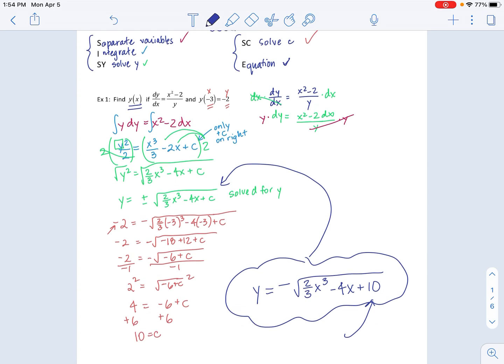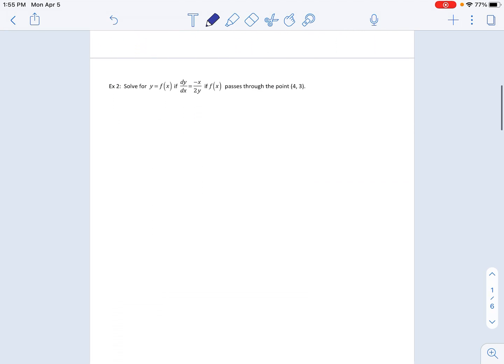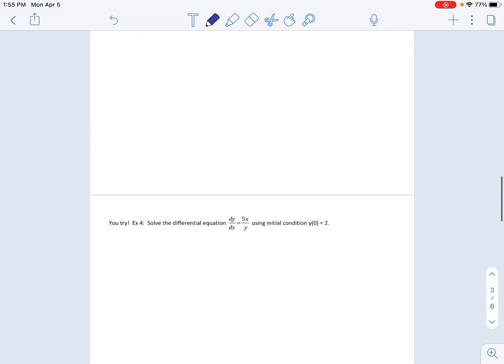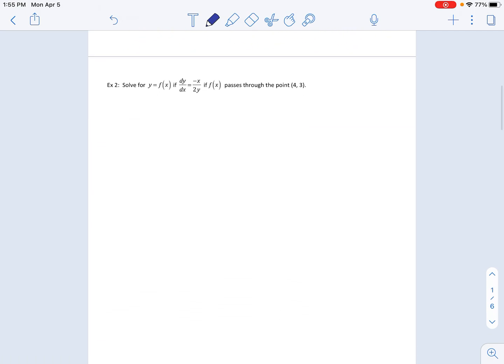Alright, not too bad. Let's do just one more tonight, and then that will be it for this. And there's plenty of other problems here, but we're just gonna do 2 as an introduction to this concept. So it's asking me to do the same thing. Of course, I have a different differential equation, and it tells me that that function passes through 4, 3. It's just a different way of presenting the ideas.